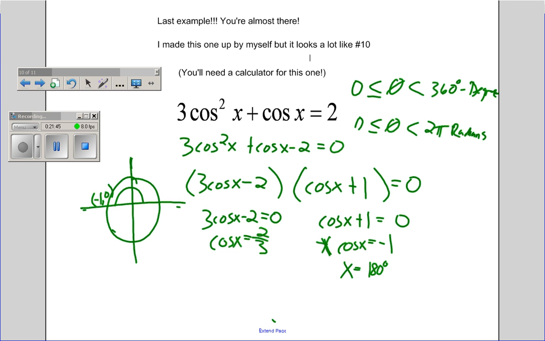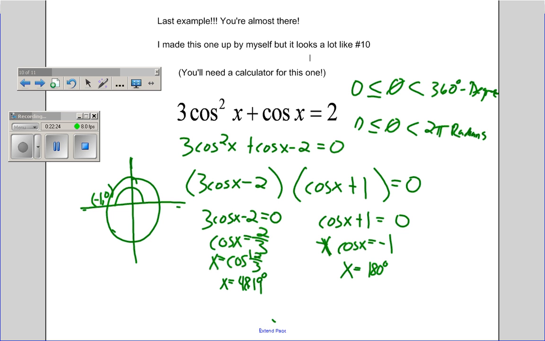Now, cosine x of 2/3, that's not a special trig function. That's not a trig ratio that we've used or memorized, but we can still find it by using our calculator. And how do I get rid of a cosine? Remember, that's taking the inverse cosine. So x is going to equal inverse cosine of 2/3. When you put that in your calculator, make sure it's in degrees, and you end up with 48.19 degrees.